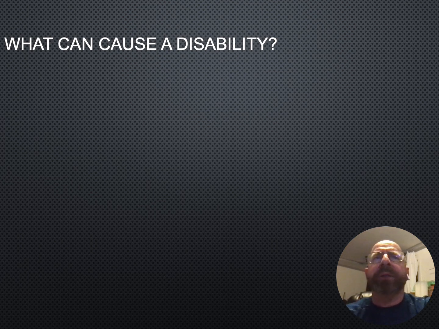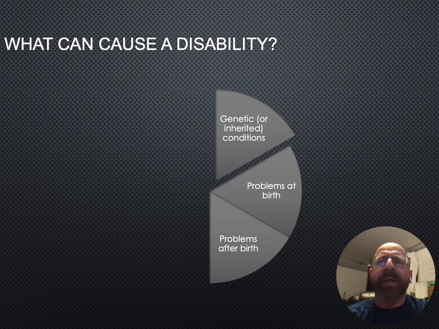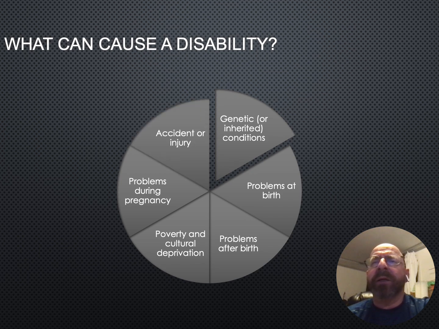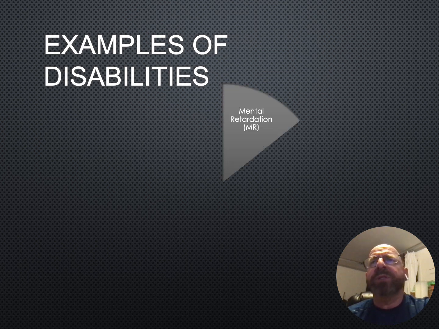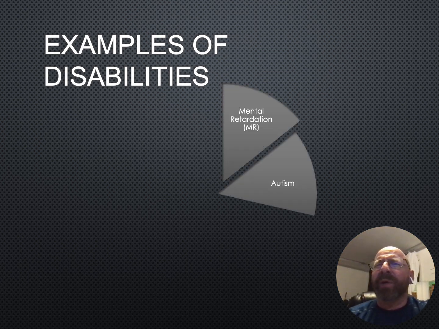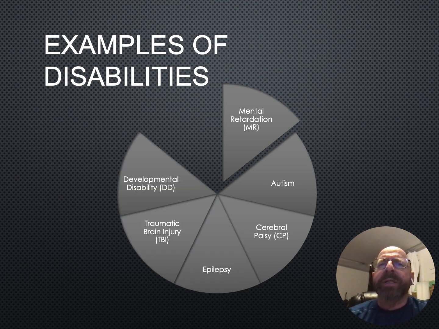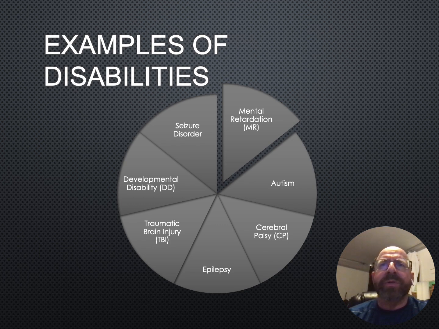So what can cause a disability? There is a myriad of causes, everywhere from physical to developmental, genetic, problems at birth, poverty and cultural deprivation. In other words, many paths have led our patients to where they are and how they present today. Some examples of disabilities we may encounter can include a more archaic term of mental retardation, autism, cerebral palsy, epilepsy, traumatic brain injury, developmental disabilities, and seizure disorders, all of which are also complicated in our practice setting with cultural differences, making it even more challenging to sometimes provide for the needs of this patient population.